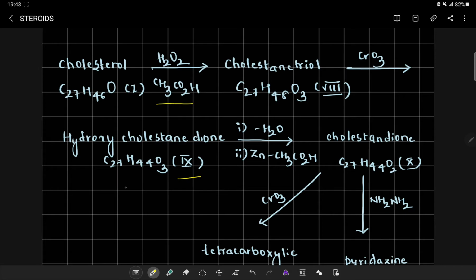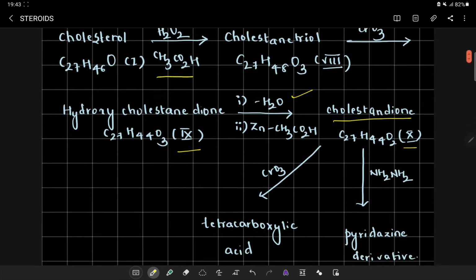Further, the compound hydroxycholestane dione loses a molecule of water and reacts with zinc in the presence of acetic acid. It is going to give a cholestane dione with the molecular formula C27H44O2, Roman numeral 10.